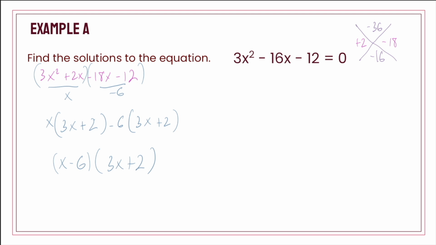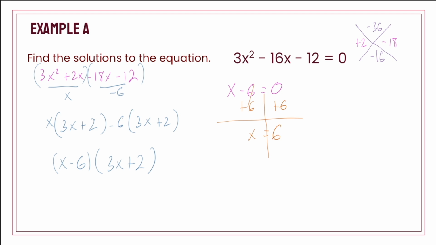So we need to set those factors equal to 0. So one of our factors is x minus 6, and we're going to set that equal to 0 and solve our equation. So we're going to draw our wall, add 6 to both sides. Negative 6 and positive 6 are going to cancel, leaving us with x equals 6. So one of our roots is 6.